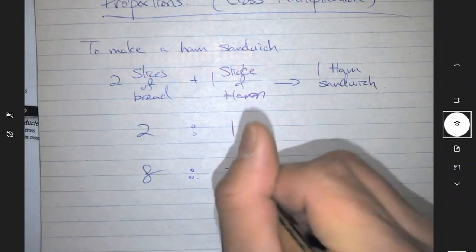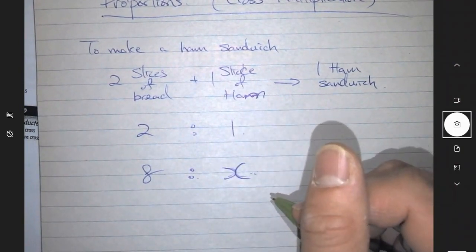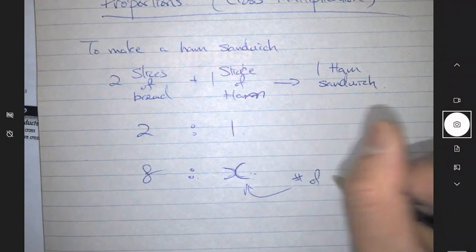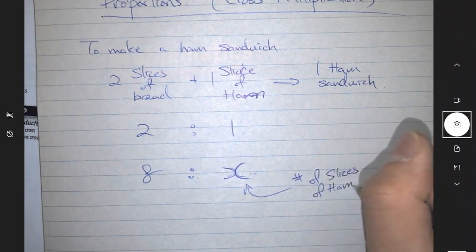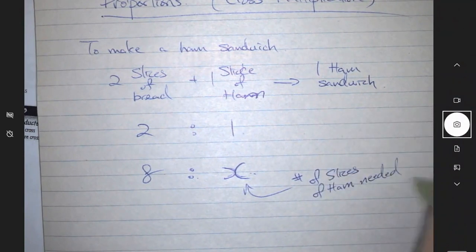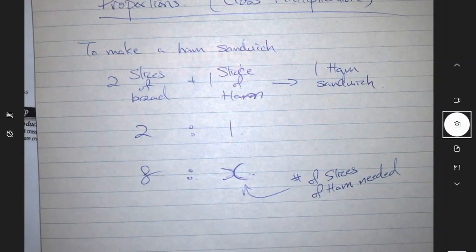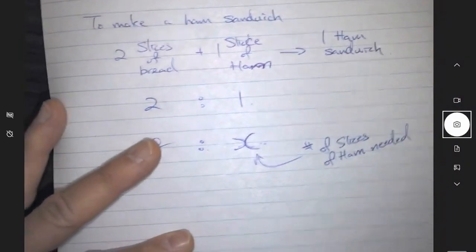So let's just say the number of slices of ham we need, let's just call it x. Let's just call it x. Okay, slices of ham needed to use up all the slices of bread to make sandwiches. Okay? So in this case, now according to the notes, there are many ways to do it, but according to the handout, you convert them into fraction form. So we're going to also do the same thing.